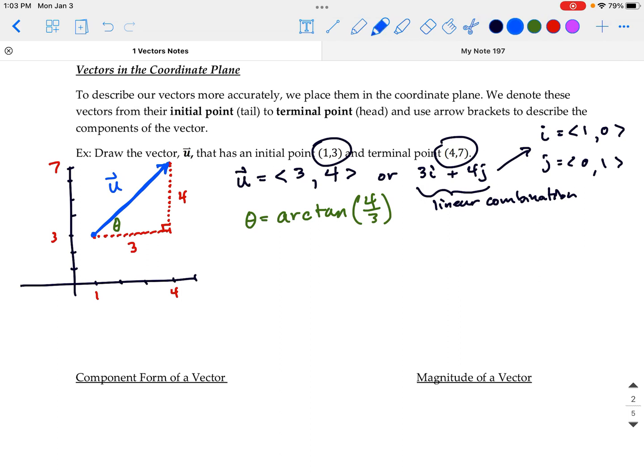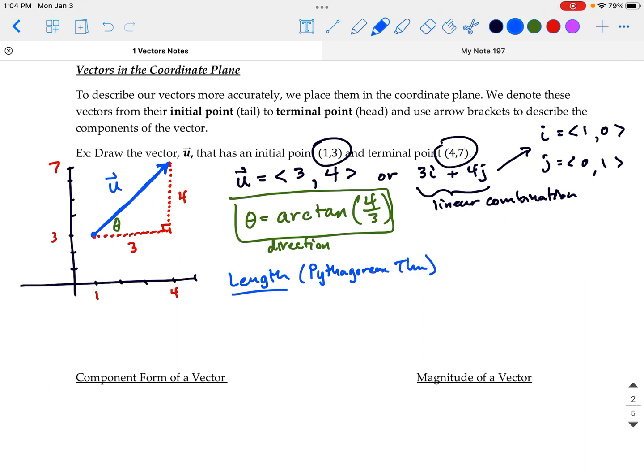Now the question is, what's the length or magnitude? So now we've got direction. So now what about length? How long is that vector? Well, we can kind of see that we've got a right triangle here. So the length is simply going to be found using the Pythagorean theorem.